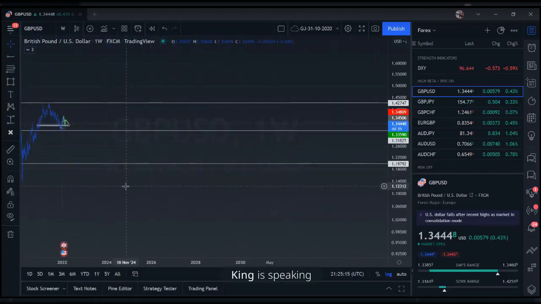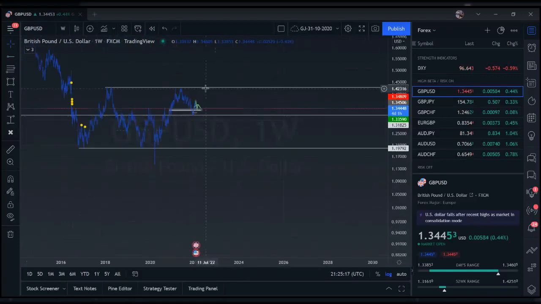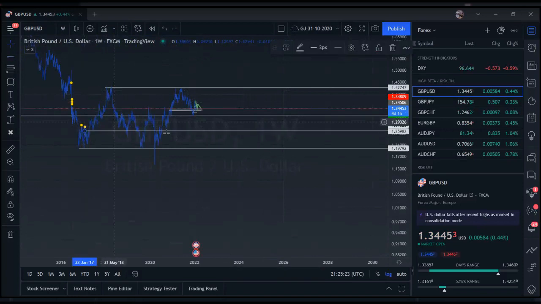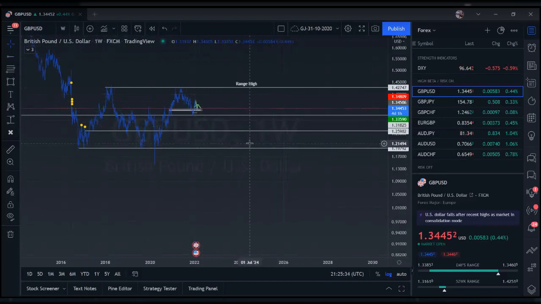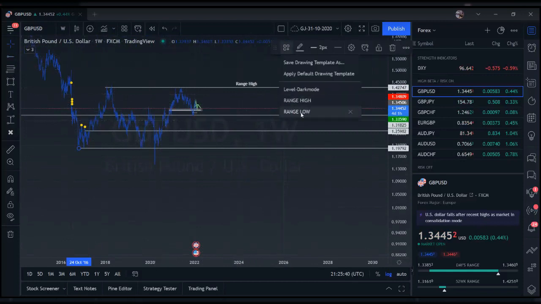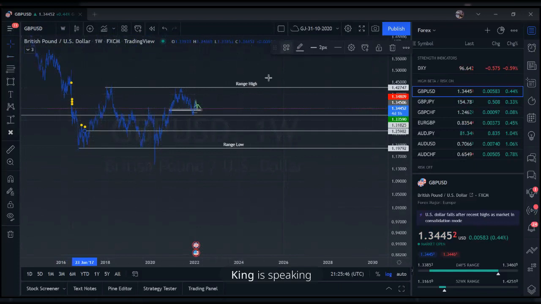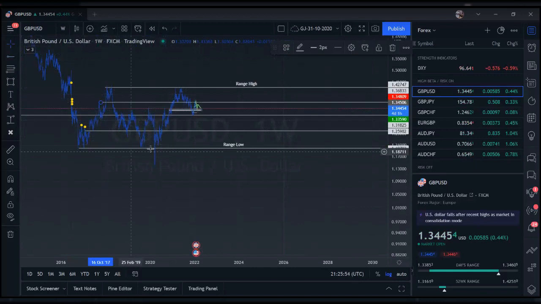You could possibly look at sort of these, the extreme, the range low down here, the range high up here. Let's call that range high. Let's call that range low. And these are just the mid ranges here. I don't have a label for the mid ranges, but I'm gonna look at this level here as the mid range.